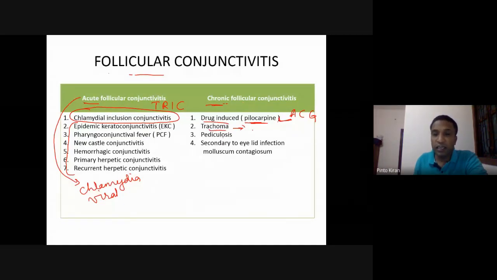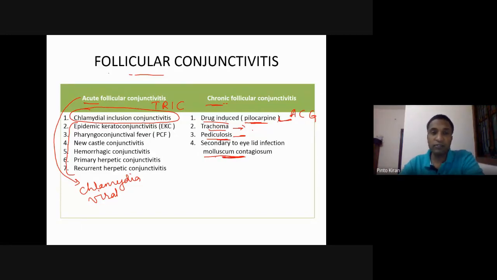Pediculosis, the hair infection, especially the ciliary infection, will cause a chronic follicular conjunctivitis. Similarly, molluscum of the eyelid will cause a chronic follicular conjunctivitis. This you must know: what are the causes for a follicular conjunctivitis? Because the question has been asked many times.